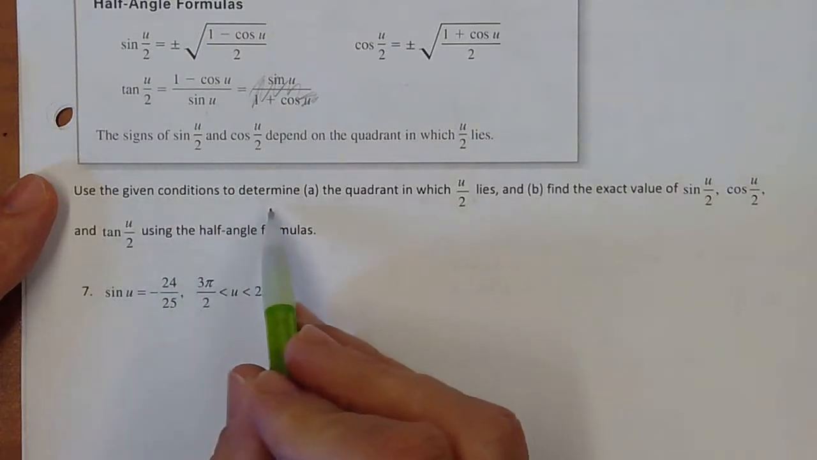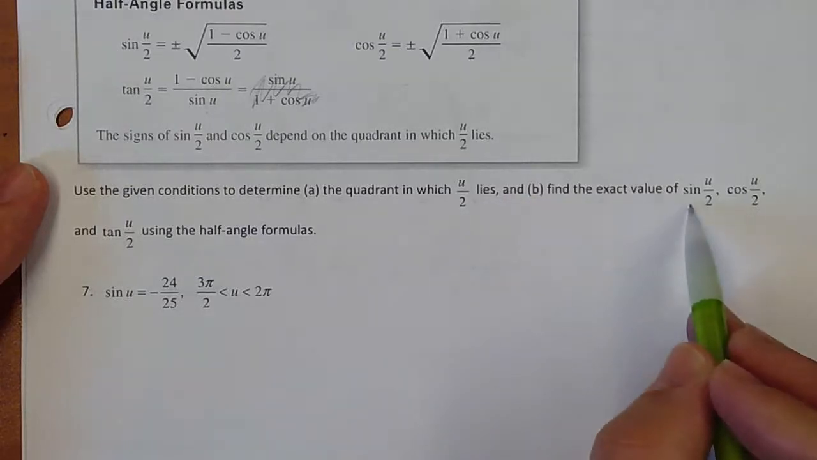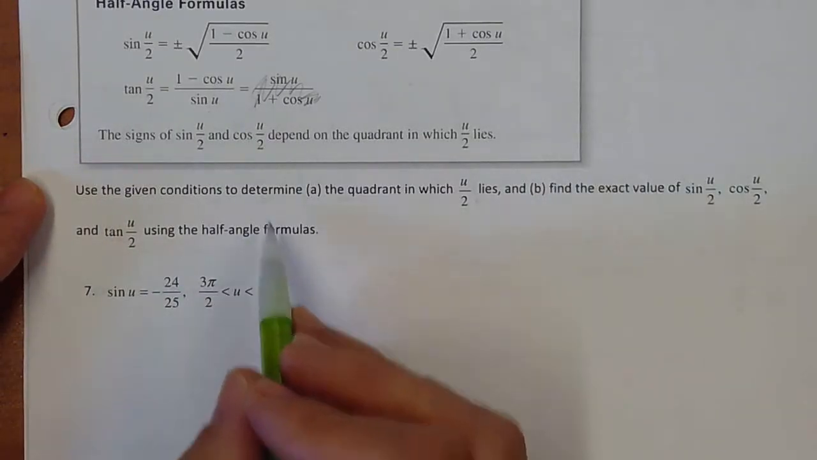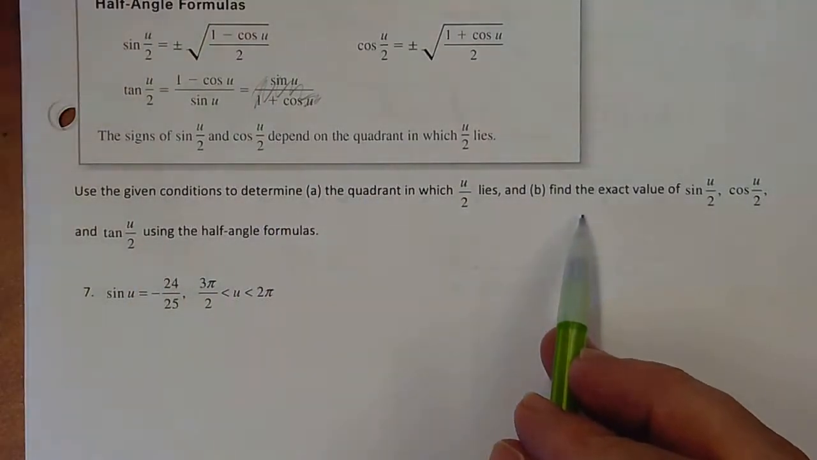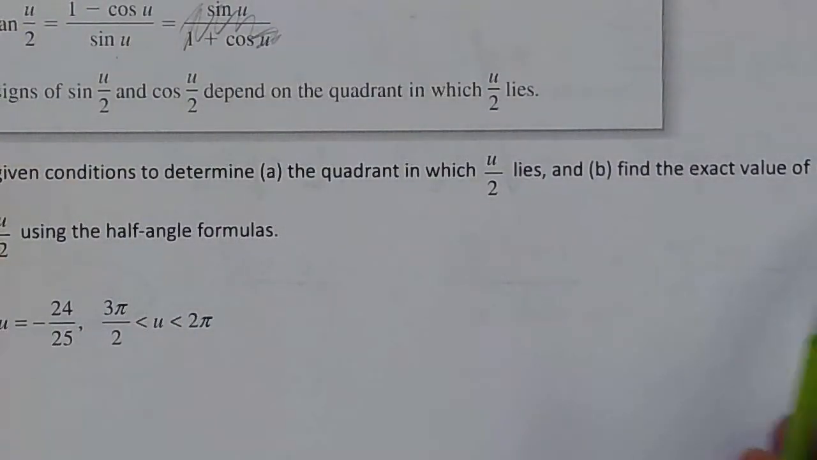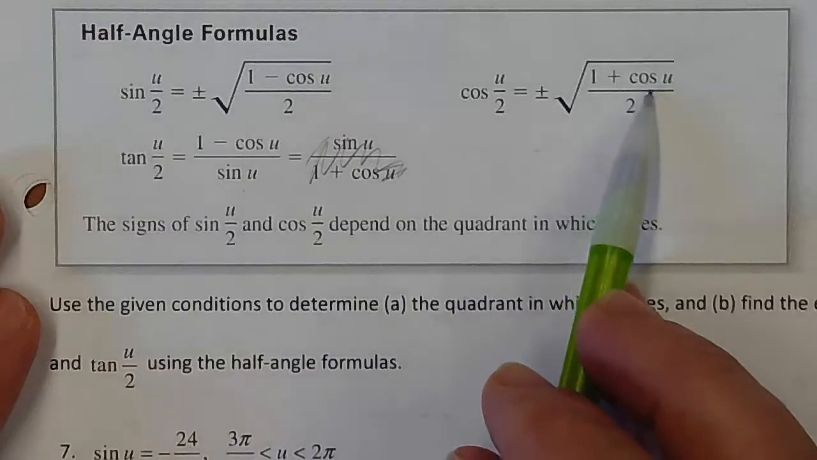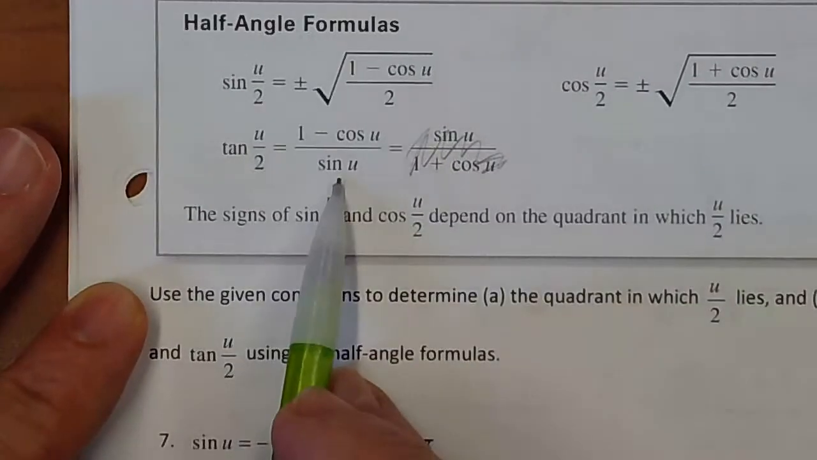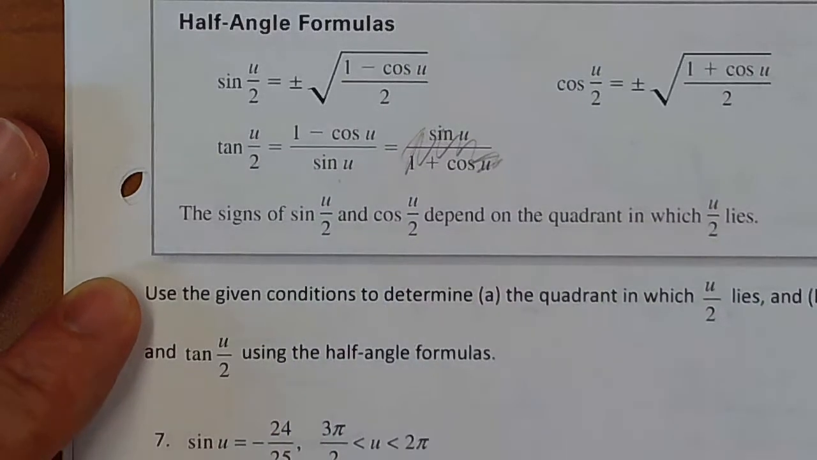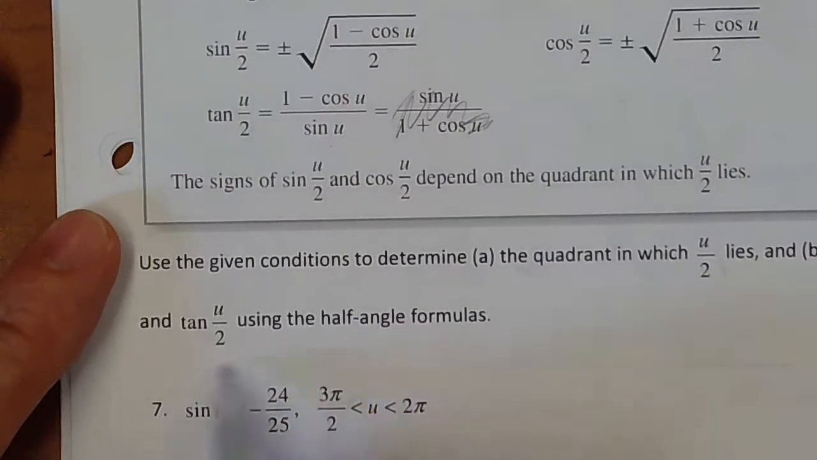All right, so using the given conditions, determine the quadrant in which the half angle lies, and then find the exact value of these three things using the half angle formulas above. Notice, looking ahead at part B, in order to simplify these we need cosine of angle U. They give us sine of U, so that helps here for tangent, but we still need to find cosine of angle U.